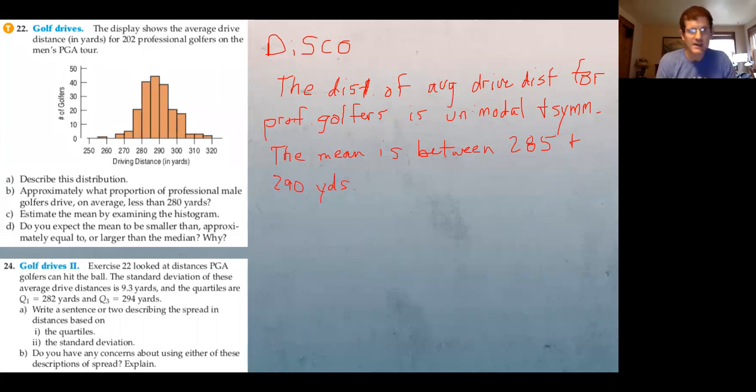Okay, I will talk about the spread now. I don't have any information. I don't want to estimate the standard deviation, though later we might be able to. There's a way of doing that. I don't want to estimate the interquartile range. So without anything else, I'm going to say the range is all I can talk about. The range is about 65 yards.